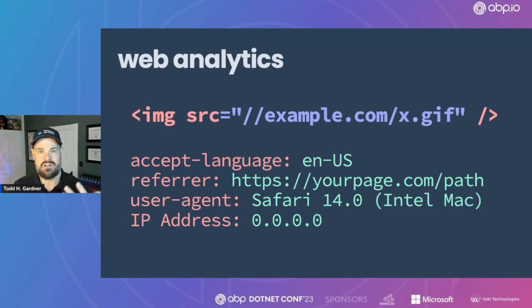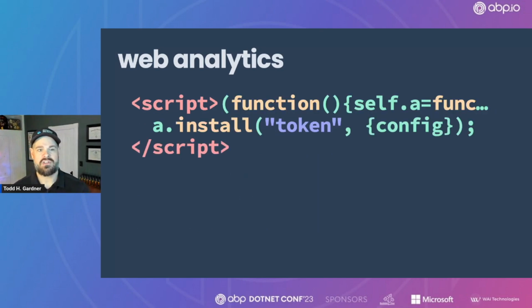As the web matured and we started using more and more JavaScript on the web, we could do this in a different way. And rather than just requesting an image, we would use JavaScript to place an analytics agent onto the page that we could gather a lot more information. And it looked something like this. This is generic, but if you've ever used something like Google Analytics or any of those sort of tools, this should look very, very familiar.